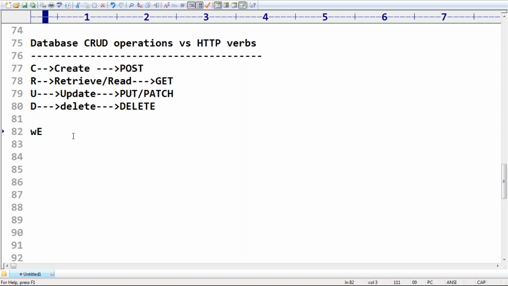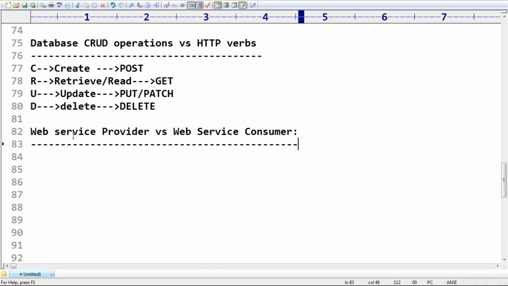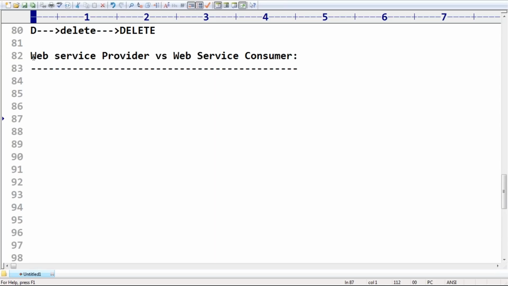Web service provider versus web service consumer. Nothing is there, sir. Very easily you can understand. The person who is going to consume is called consumer. The person who is going to provide is by default considered as provider. The application which is providing web services is called web service provider. The application which is consuming web services is called web service consumer. The person who is going to consume is called consumer. The person who is going to produce is called provider.